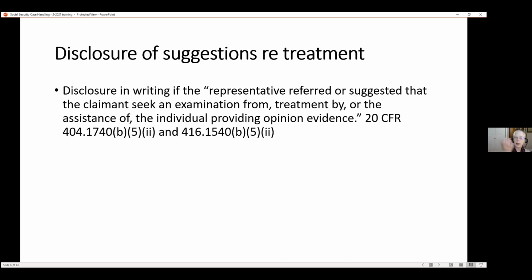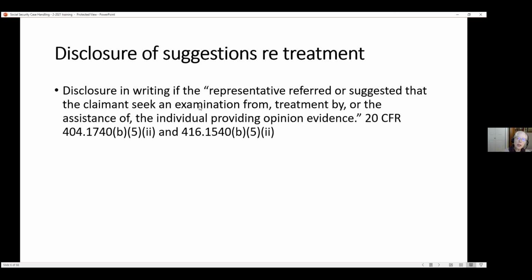So suggesting treatment is a good idea, but if you do that, then you need to tell Social Security you've done that. Now you see here it says, it refers to if you're going to do that, suggest treatment by, or the assistance of, the individual providing opinion evidence.